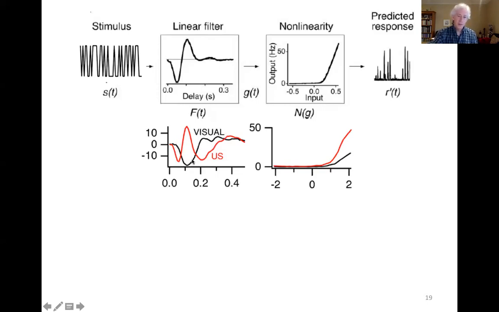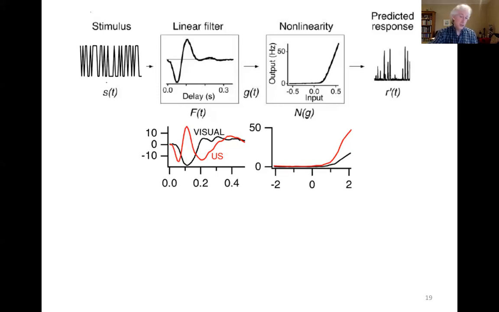A negative going phase of the visual filter means on average, when the light got brighter, the cell reduced its firing rate. So this would be called an off cell. When the light gets brighter, the cell reduces its firing rate. When the light gets dimmer, the cell increases its firing rate. And we see a completely reasonable looking filter from ultrasound.